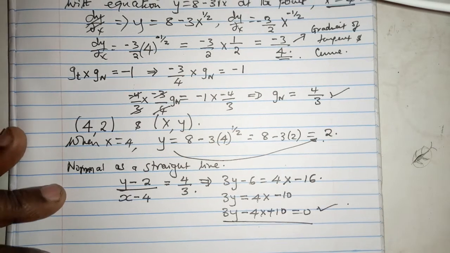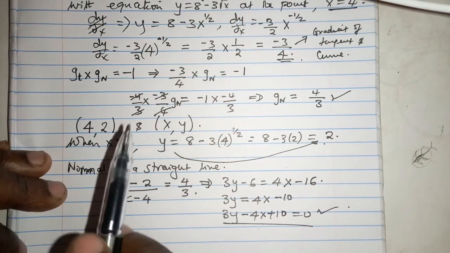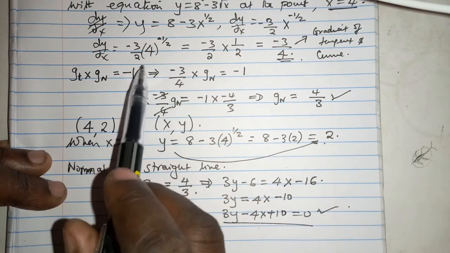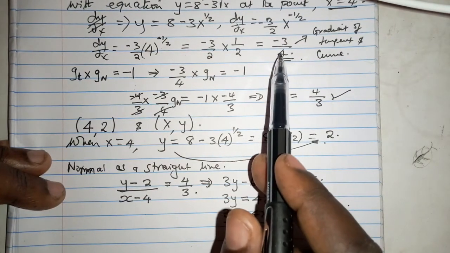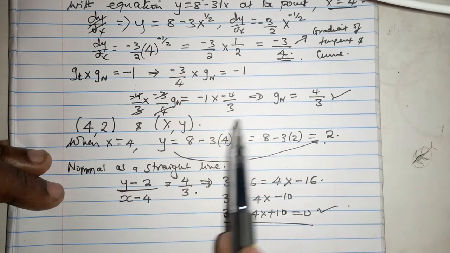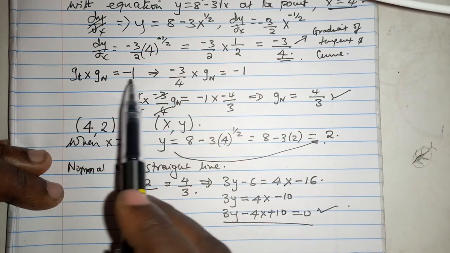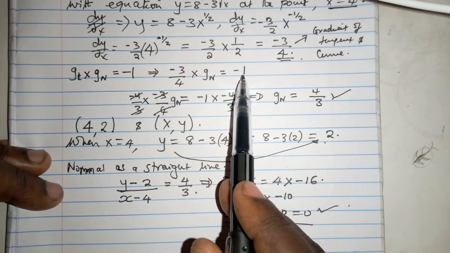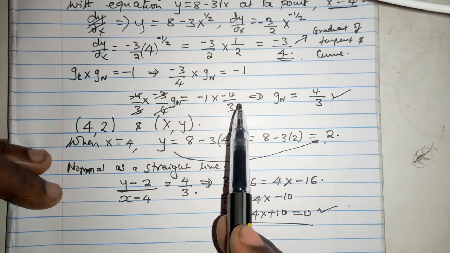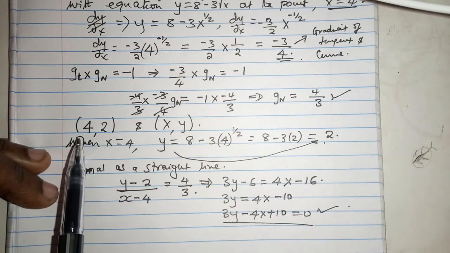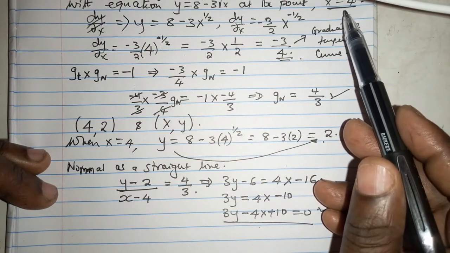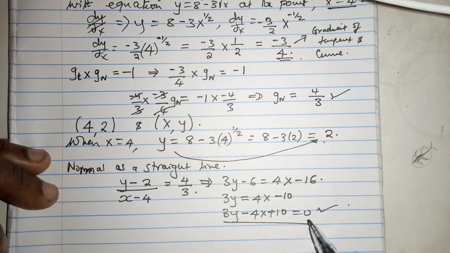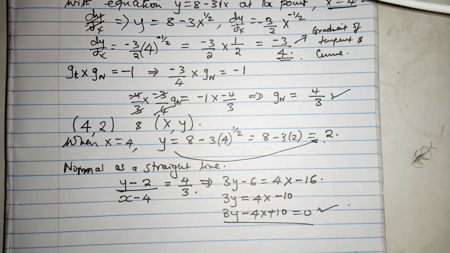Two important points. One, we had to get the gradient of the curve at that particular point of contact. Once we get the gradient of the curve, we have to remember the gradient of the curve times the gradient of the normal should give us -1. Another very important point is that we had to get the value of y when x is equal to 4, because without y we cannot get the equation of the normal.